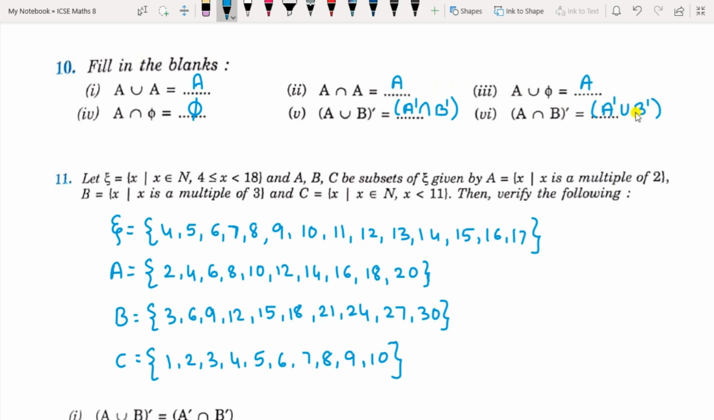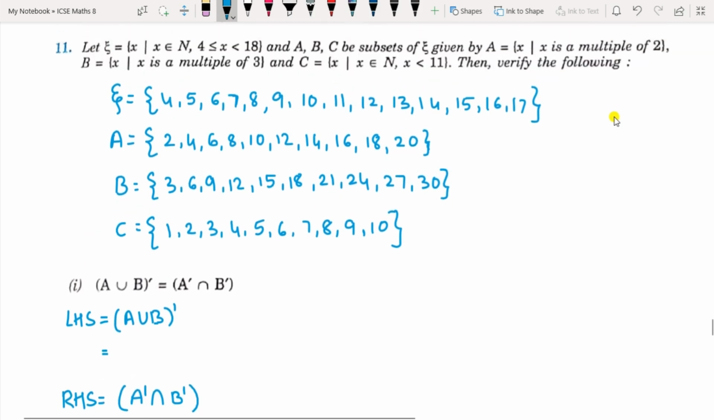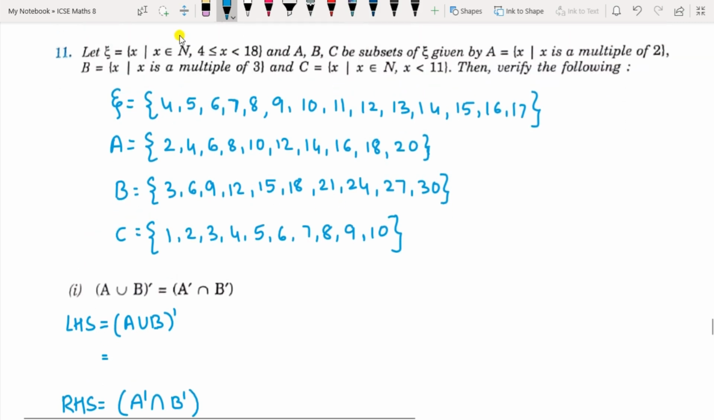Question number 11 is, here universal set is given in the set builder form as x such that x belongs to natural number and it is between 4 and 18 including 4. So start from 4 and less than 18 is up to 17 you have to write. A is a set of x such that x is a multiple of 2. So table of 2 you have to write up to 20. Though it is infinite, write up to 20 now.